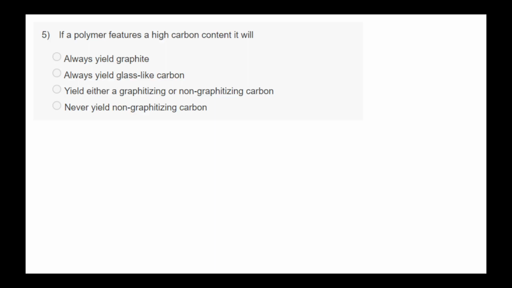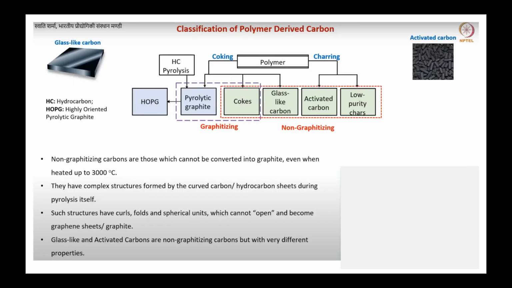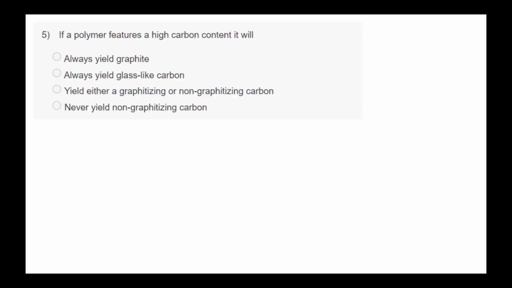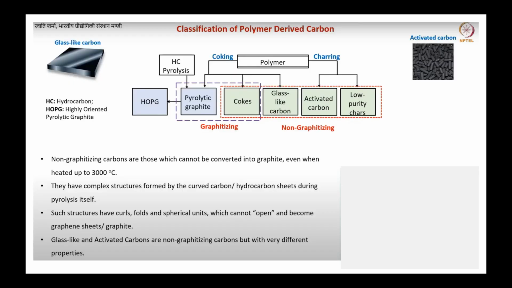So this question is asking, if a polymer features high carbon content, it will always yield graphite, yield glass-like carbon, or yield either graphitizing or non-graphitizing carbon, or never yield non-graphitizing carbon. So any guesses what it could be? Or if not, then probably you can see this slide and now you can answer. Can you just read the slides for the answers? And then probably you might know the answer. Then I'll discuss how it could be, what it features actually.